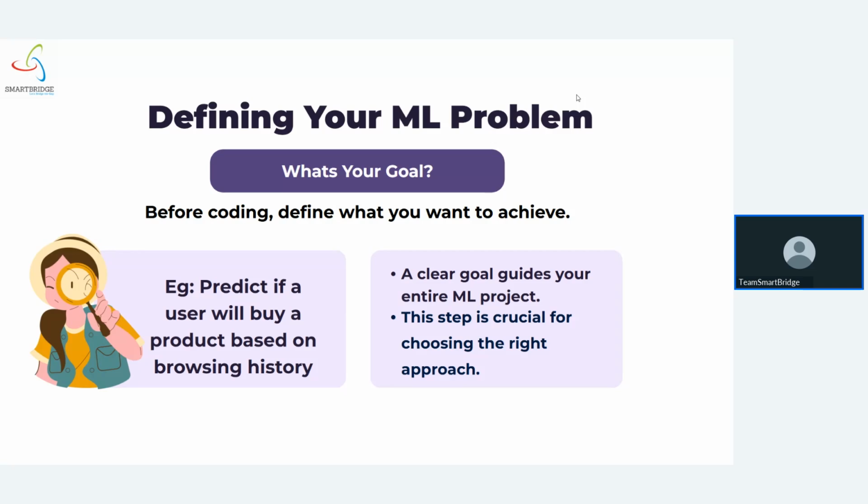A clear goal guides your entire machine learning project. If there is no goal, there is no project, no requirement of any project. If you don't have a proper goal and also a procedure, like what you want and how you want it, you can't build it efficiently. That is important. So this step is crucial for choosing the right approach.